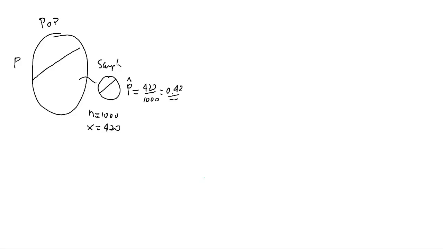This sample is good. We need to verify that npq is greater than 10. Actually, npq is equal to 1,000 times p, 0.42, times q, 0.58. When we multiply all of these values, we obtain 243.6, and this value is greater than 10. My sample size is also smaller than 5% of the population. We can use a normal distribution.